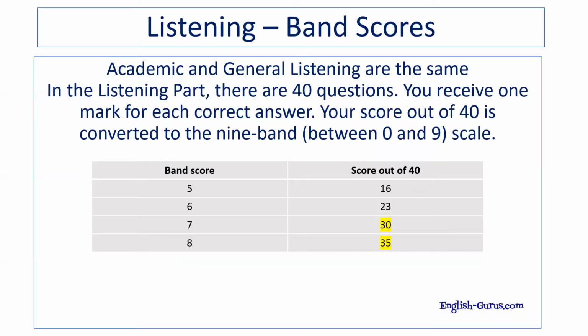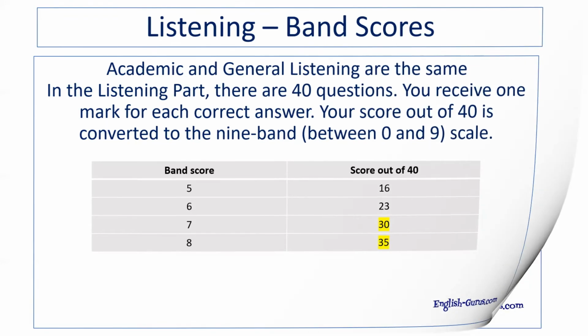So I'm sure that you're aiming for band score 7 and above, so you can afford to get 10 questions wrong. That means you need to have a pretty strong comprehension level. That means understanding different speeds and different accents quite well.